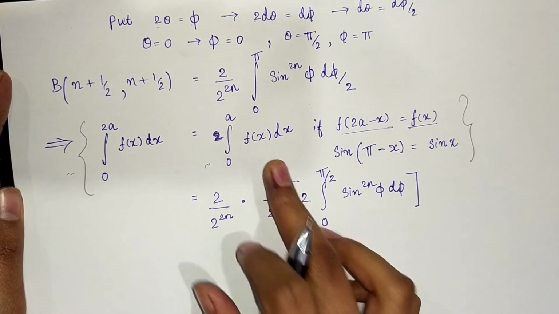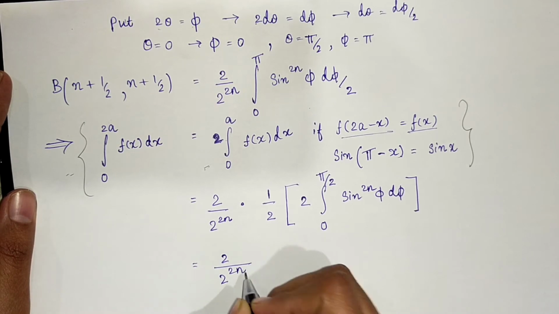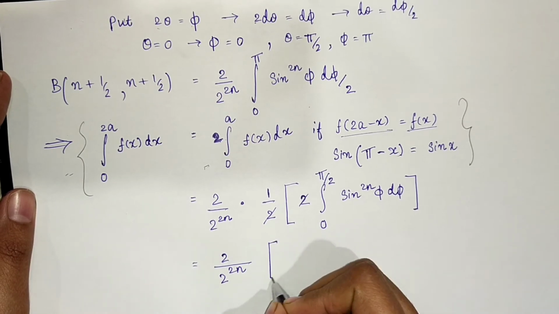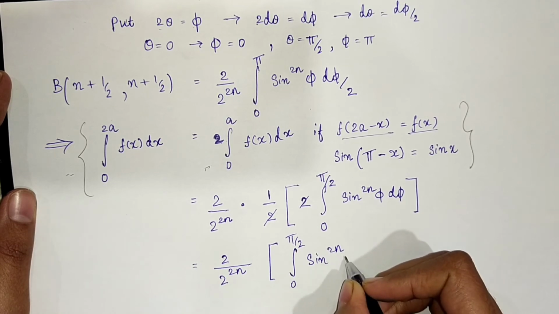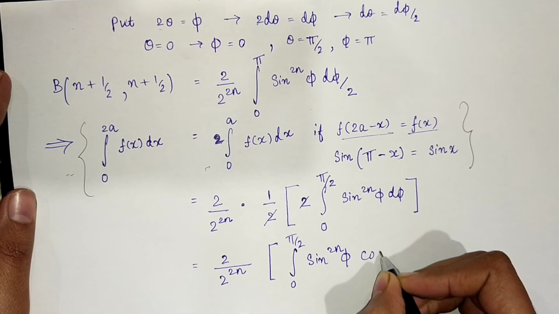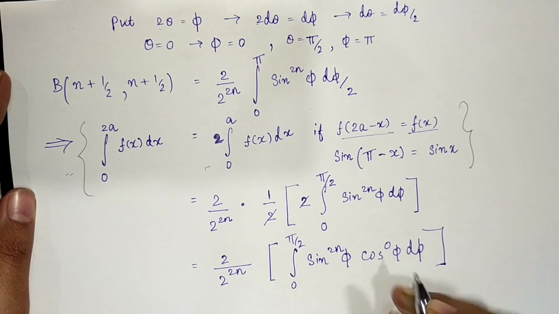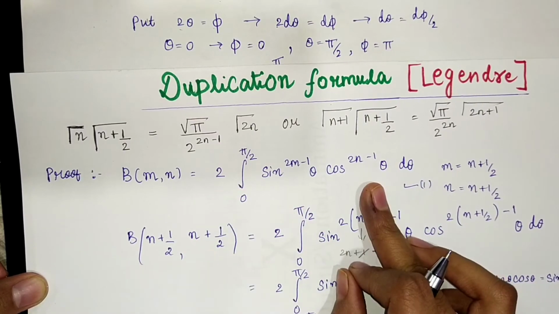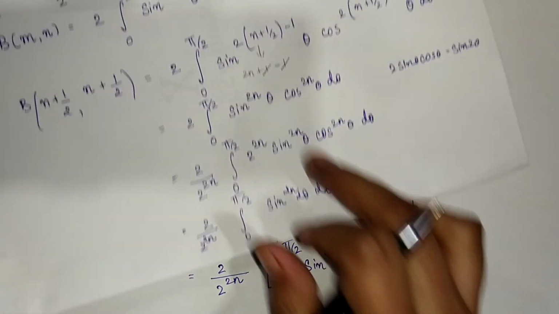Now we can write this equation as 2 divided by 2 raised to 2n. This 2 and this 2 will get cancelled, so we get integral from 0 to pi by 2 of sine raised to 2n phi. Cos is not there, so you can write cos raised to 0 phi d phi. Why have I written cos here? So that we can compare it with equation 1. So I have written here cos raised to 0 phi.